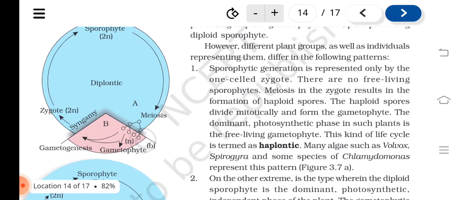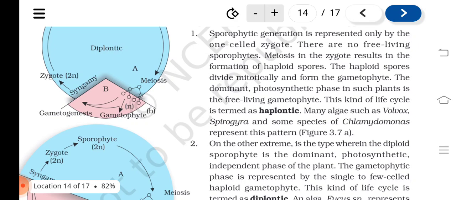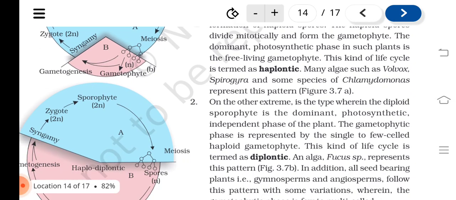However, different plant groups as well as individuals representing them differ in the following patterns. Sporophytic generation is represented only by the one-celled zygote. There are no free-living sporophytes. Meiosis in the zygote results in the formation of haploid spores. The haploid spores divide mitotically and form the gametophyte. The dominant photosynthetic phase in such plants is the free-living gametophyte. This kind of life cycle is termed haplontic. Many algae such as Volvox, Spirogyra and some species of Chlamydomonas represent this pattern, figure 3.7a.